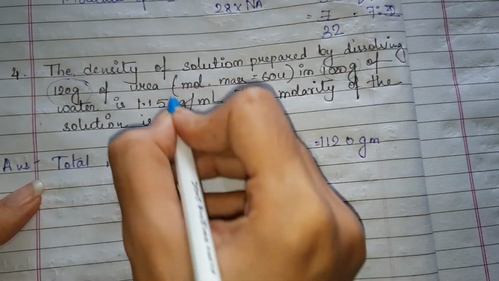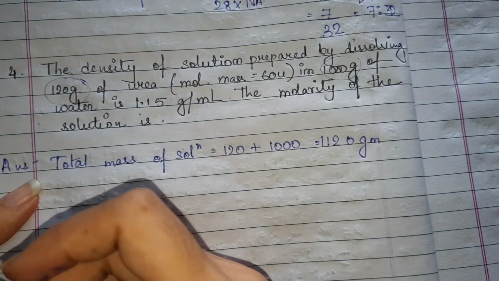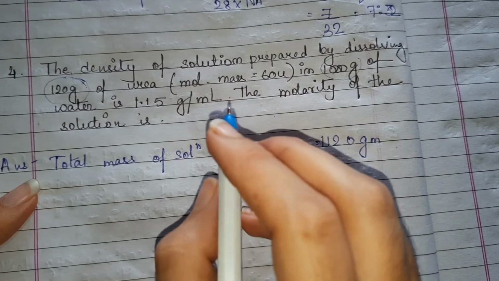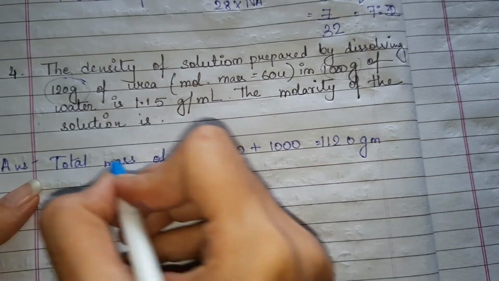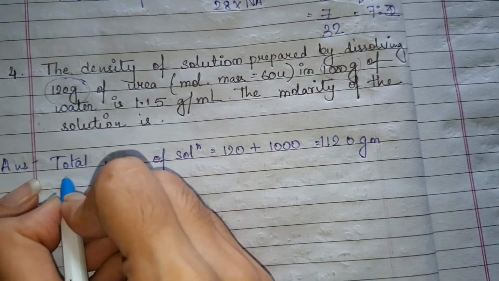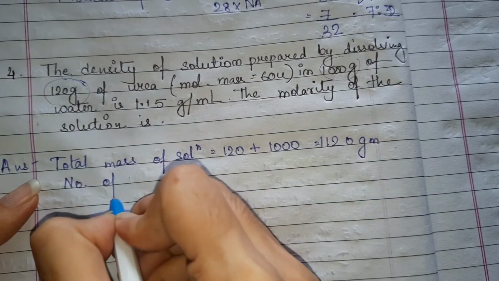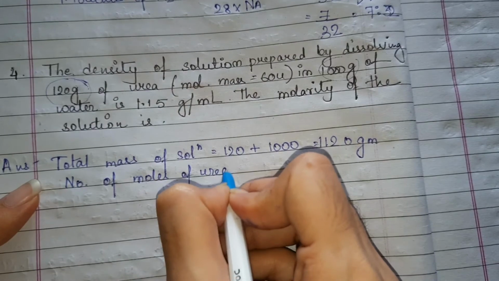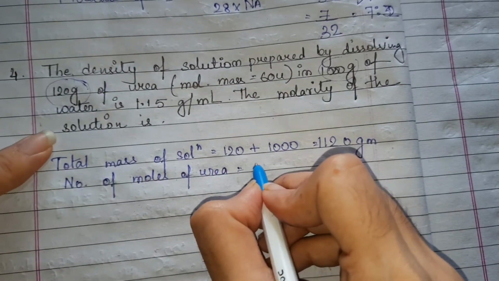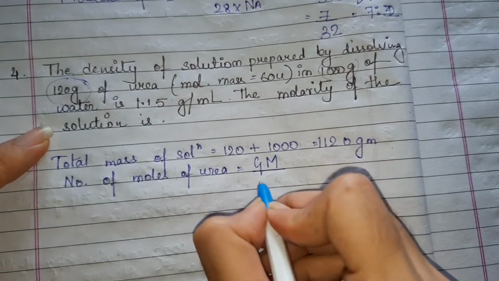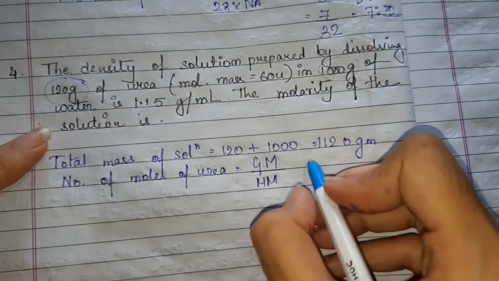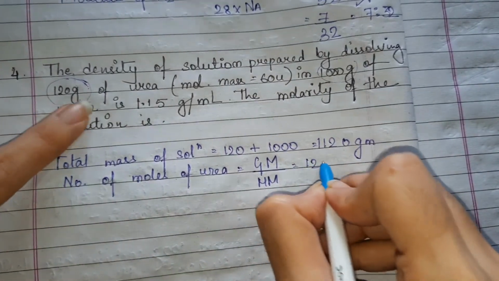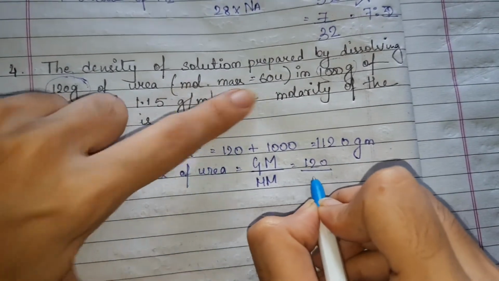Now density is given, right? Molecular mass is given. So can I calculate the number of moles of urea here? How to calculate the mole? Given mass by the molecular mass, or given weight by molecular weight. So it will be 120 given and molecular mass 60.